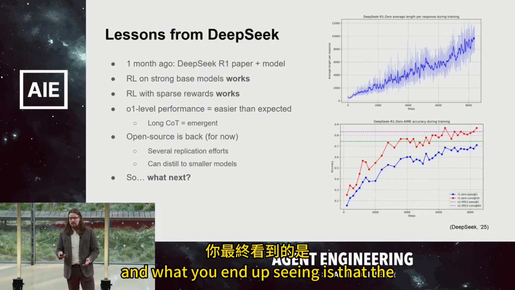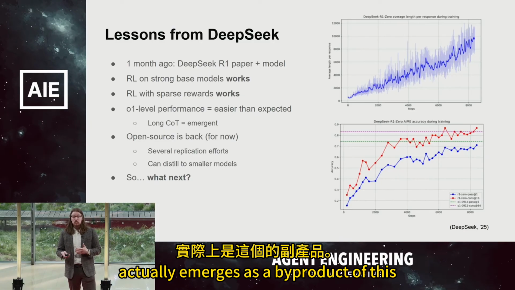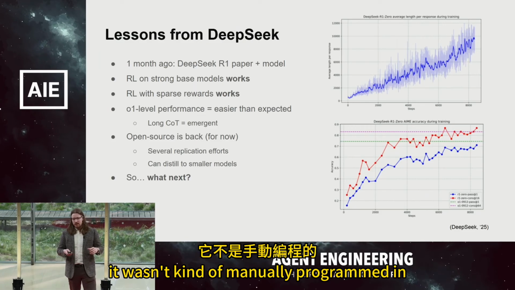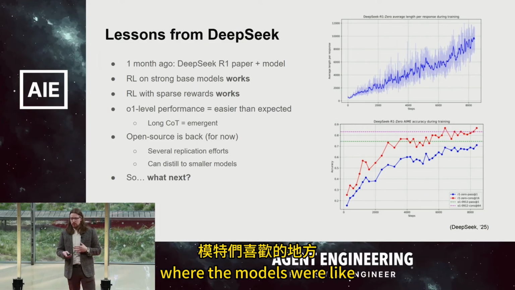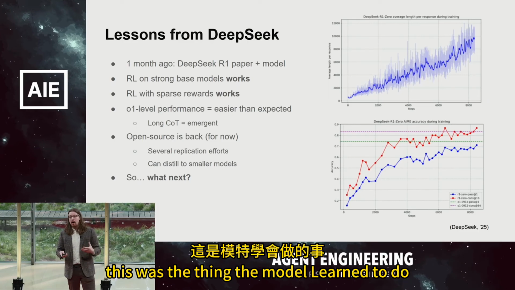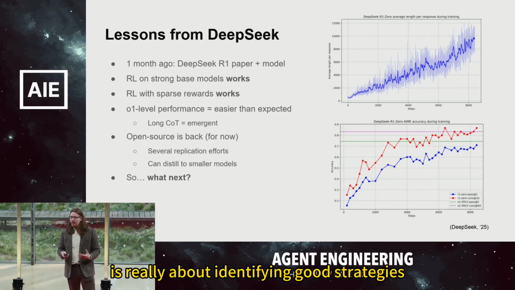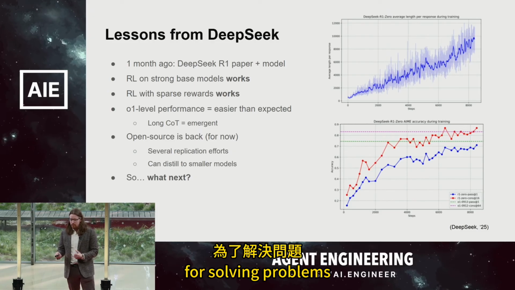And what you end up seeing is that the long chain of thought from models like O1 and R1 actually emerges as a byproduct of this. It wasn't manually programmed in, where the models were given data of like 10,000 token reasoning steps. This was the thing that the model learned to do because it was a good strategy. And reinforcement learning at the core is really about identifying good strategies for solving problems.